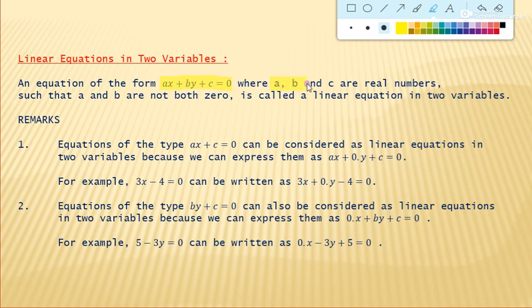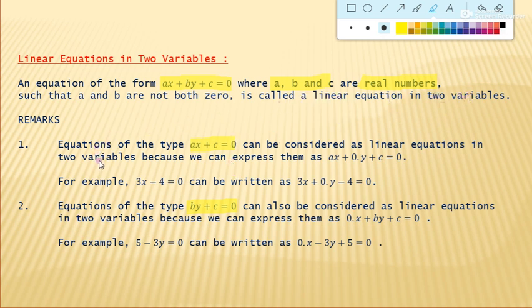And what are a, b, c? a, b, c are the coefficients or real numbers, such that a and b are not both 0 simultaneously. One more thing we need to remember, a and b together cannot be equal to 0. Definitely separately they can be 0. Suppose if b is 0, then a cannot be 0, like here ax plus c is equal to 0, and if a is 0, then b cannot be 0, like by plus c is equal to 0. Okay, this is called a linear equation in two variables.